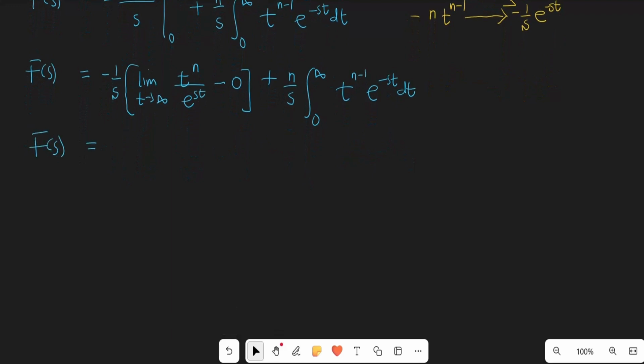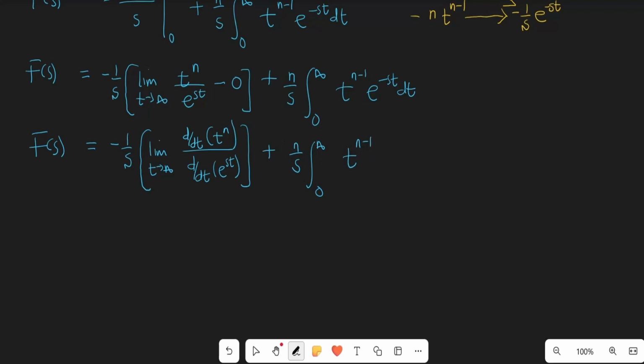Capital F of s is equal to, so here, because when you plug in infinity, we have infinity over infinity, we have to use L'Hopital's rule. So negative 1 over s. Using L'Hopital's rule, it means that as t approaches infinity, we differentiate the numerator, which is t raised to the power n, and then we differentiate the denominator as well, which is e raised to the power st, like this. And then plus n over s, the integral from 0 to infinity of t raised to the power n minus 1 e raised to the power negative st dt.